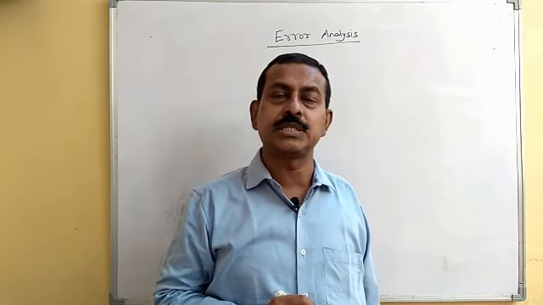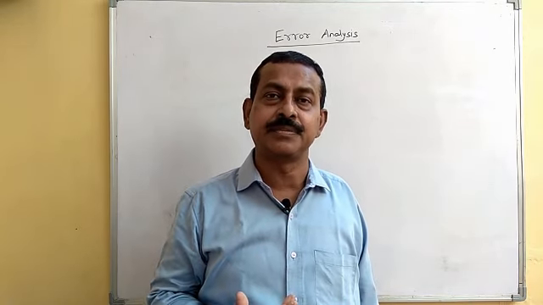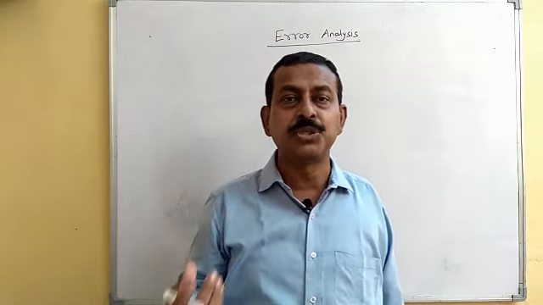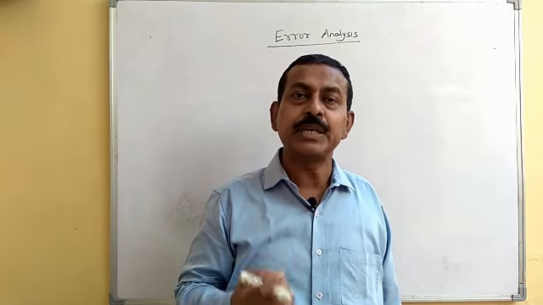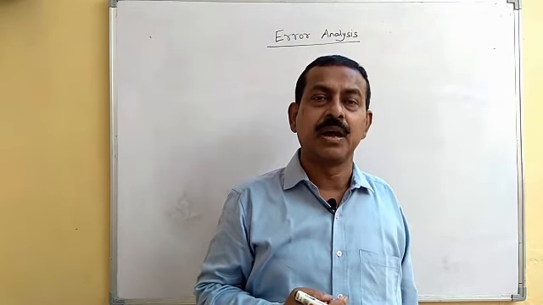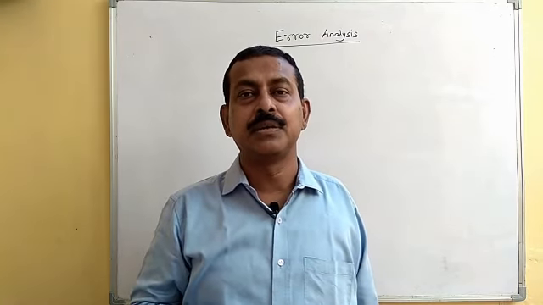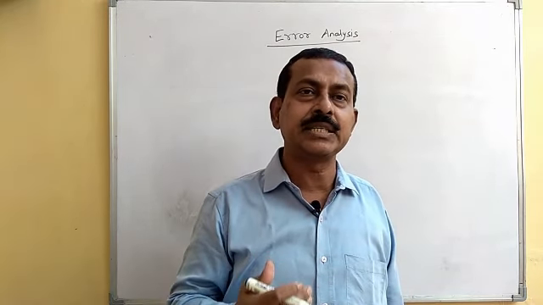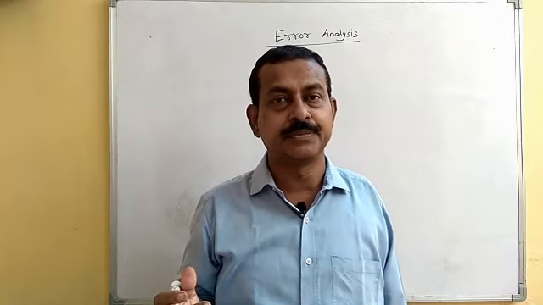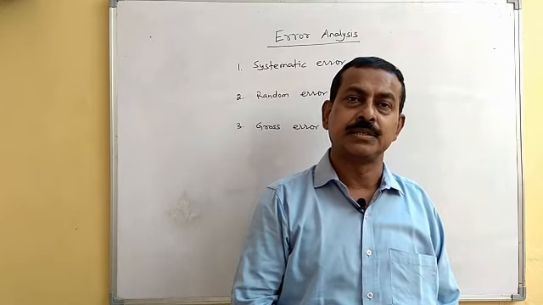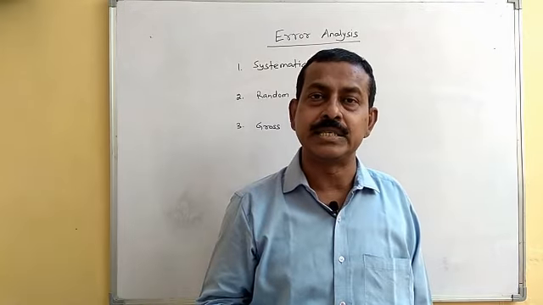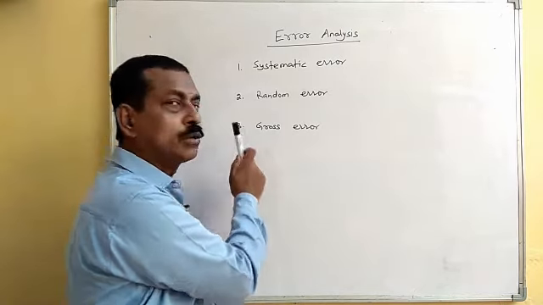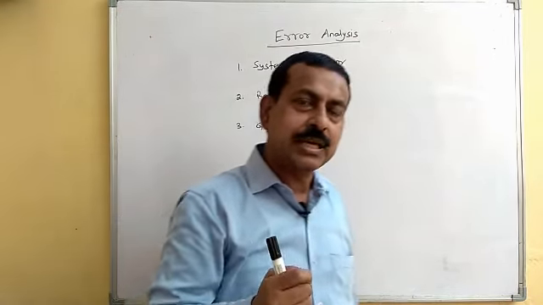First, we are going to discuss how errors arise, how the errors will be produced in any different observation. The different types of errors are systematic errors, random errors, and gross errors. So these are the 3 basic categories in which the errors can be represented. Let's start one by one.